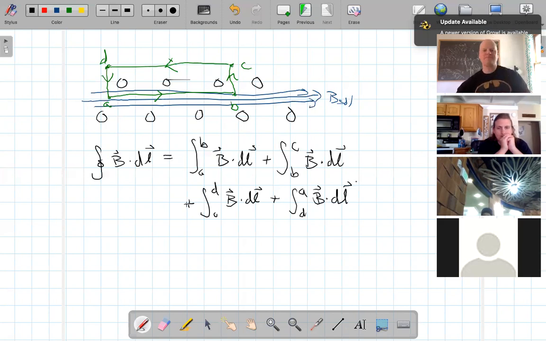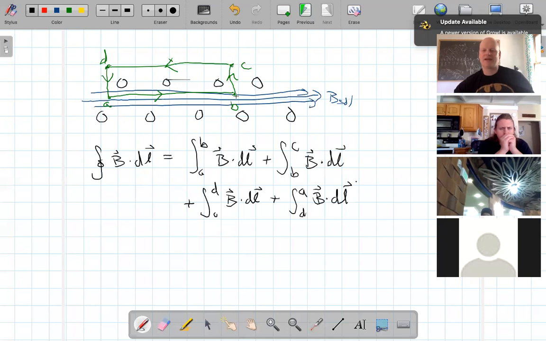Okay. Now, let's talk about each one of these integrals. So from B to C, dL is going perpendicular to the direction of the magnetic field, which means my magnetic field is pointing to the right. dL is going vertical, which means that I have an angle of 90 degrees between B and dL. But what's the integral of B dot dL if these guys are perpendicular to each other?